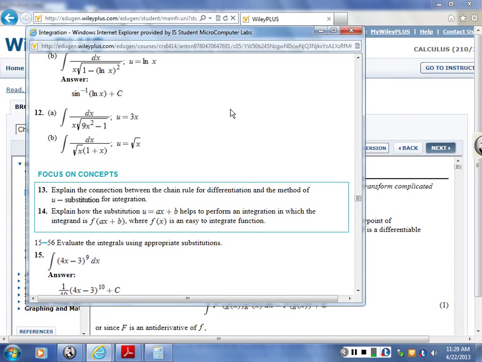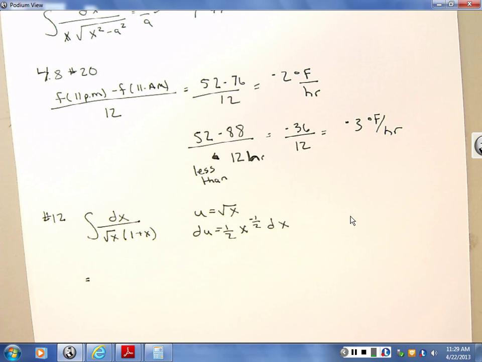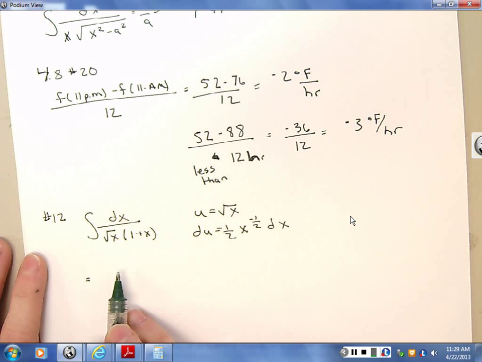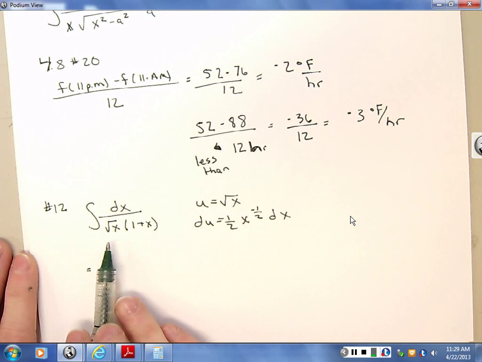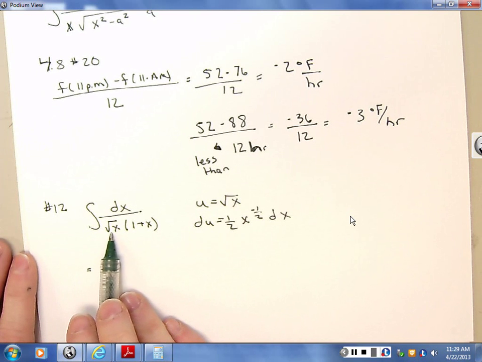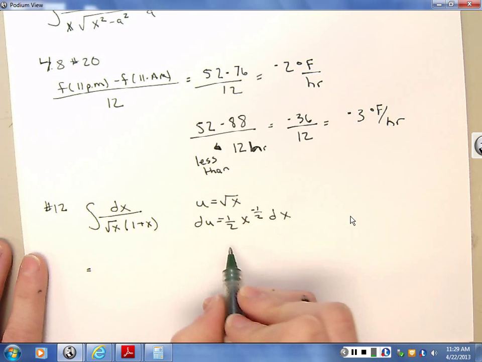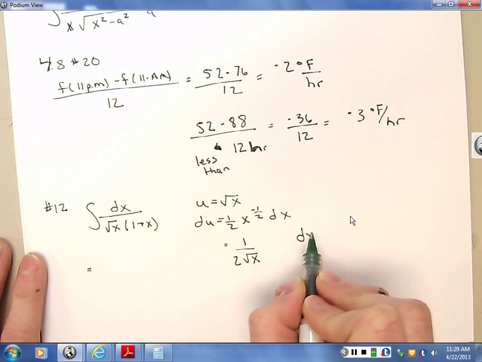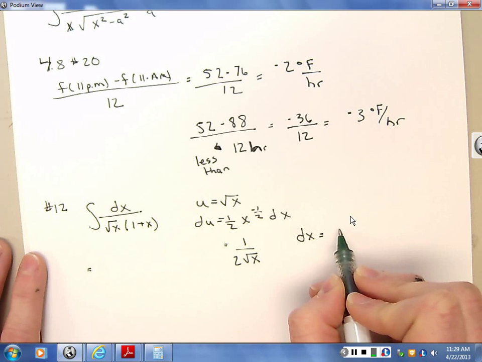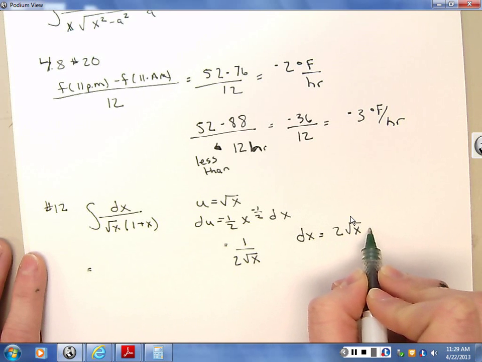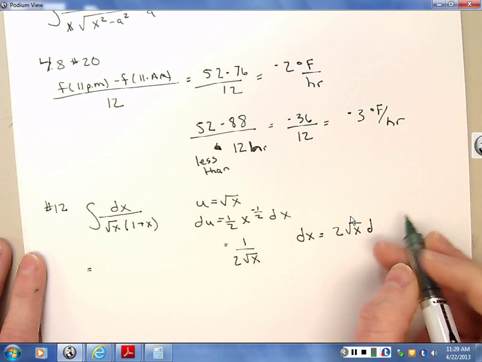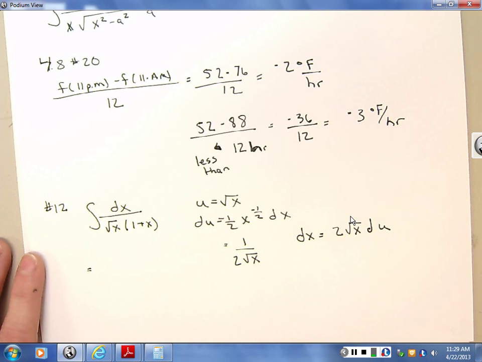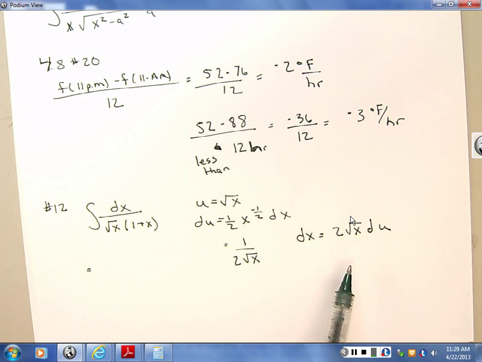So this would probably be better to... What about 2 square root of x? What about square root of x? Like if you put it in the form of 1 over 2 square root of x. Oh, and I could write this as 1 over 2 square root of x. True. So if I solve for dx, I have 2 square root of x du. So I have that.